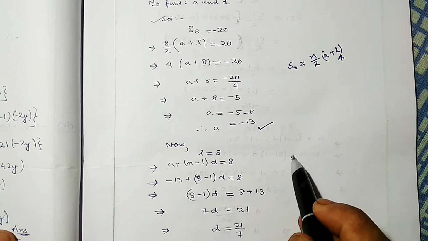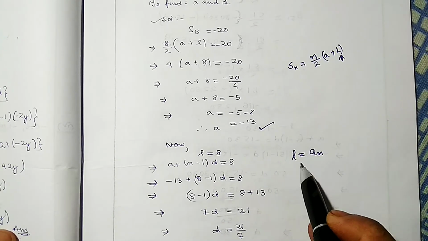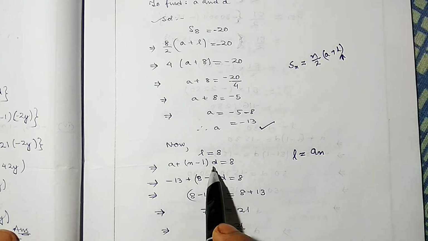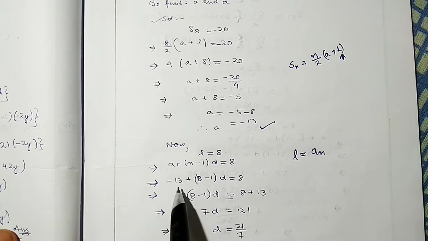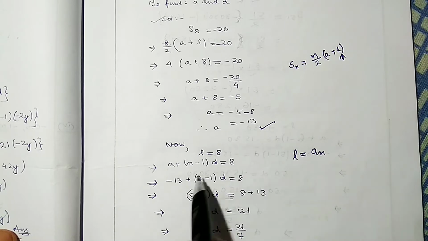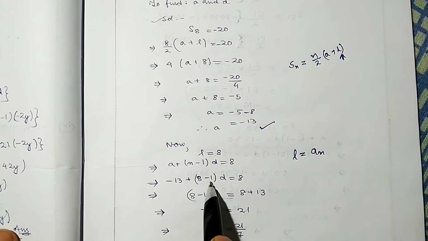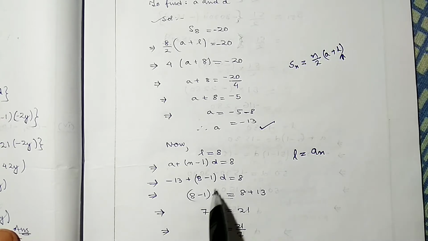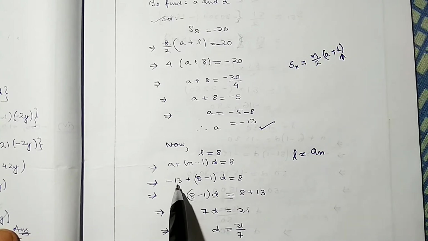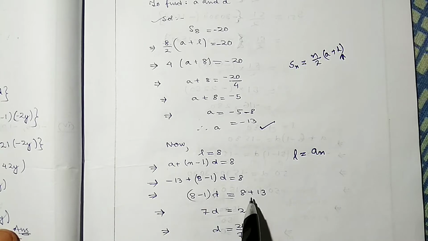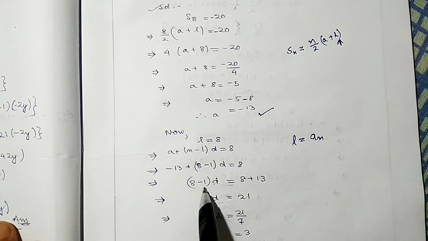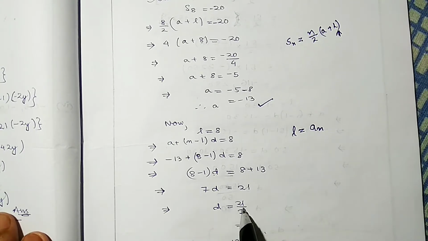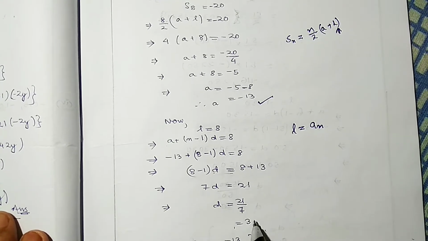We know L is same as AN. So we can use the nth term formula. A plus n minus 1 into D equals 8. A is minus 13, already we got. N is 8, we know. 8 minus 1, D is not known, equals 8. So 8 minus 1 D equals 8. And minus 13, when you transfer to the other side, it will become plus 13. So 8 minus 1, 7. 7D is 21. D equals 21 divided by 7. So D equals 3.